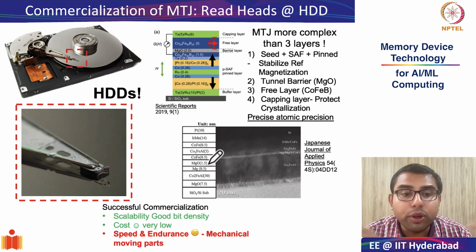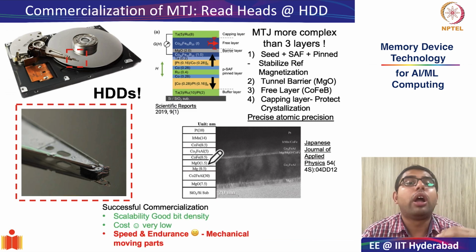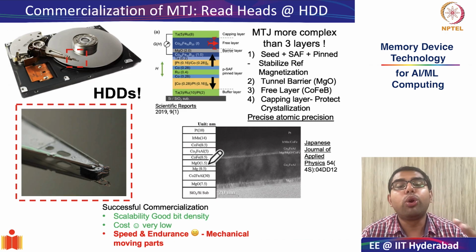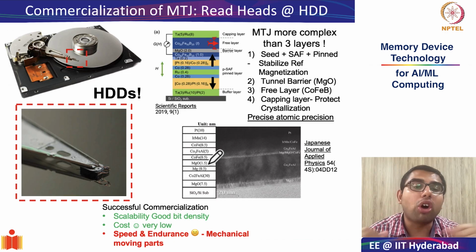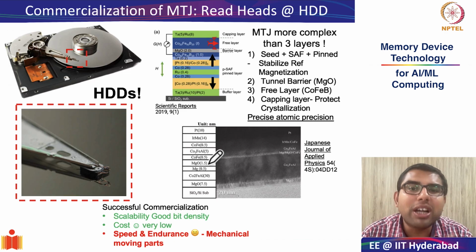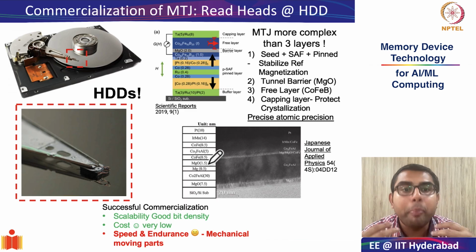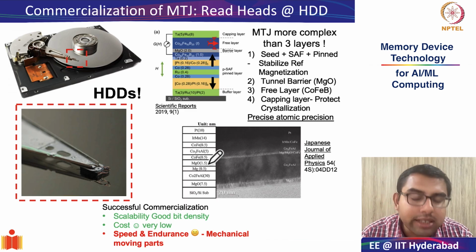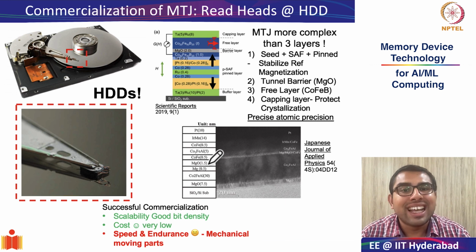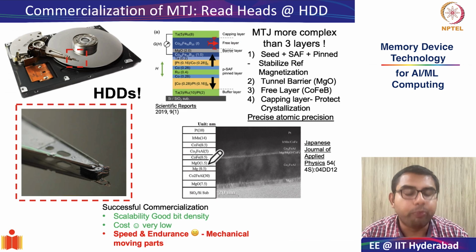So successful commercialization, the scalability, very good bit density, and very low cost per bit is ultimately what helped penetrate HDDs to each and every computing device, and that is why the GMR effect won the Nobel Prize. We had discussed it last time.